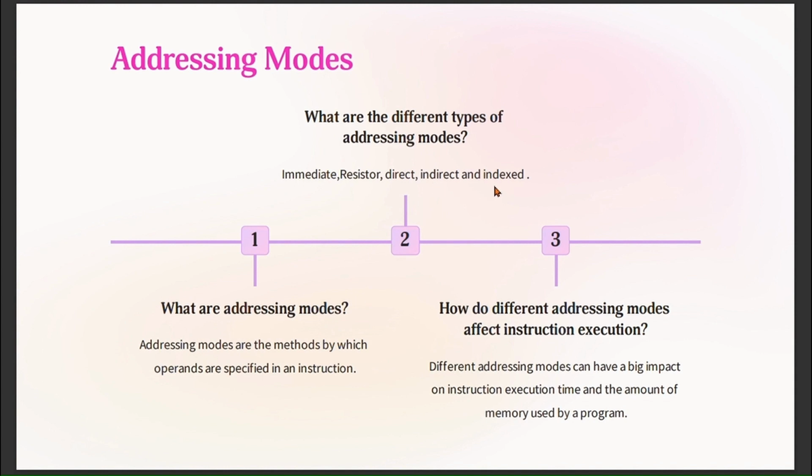And in indexed addressing, the memory address of the operand is calculated by adding a constant value or the content of a register to the base address. For example, the instruction add 10(R1) adds the value stored at a memory location 10 bytes after the address stored in the register R1 to the accumulator. Now, how do different addressing modes affect instruction execution? Different addressing modes can have a big impact on the instruction execution time and the amount of memory used by a program.